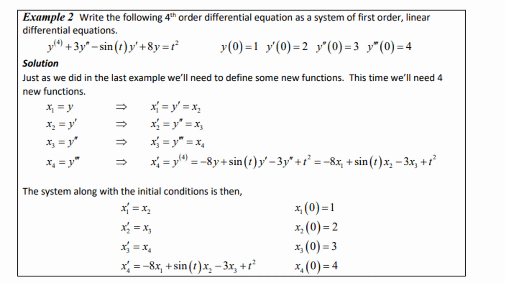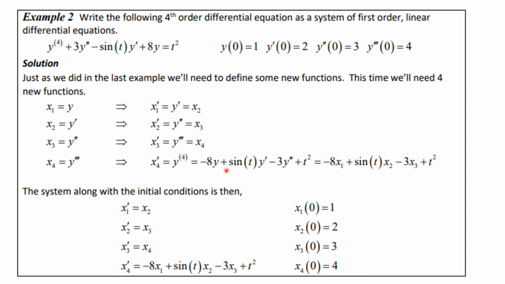Okay, we're going to do much like we did last time. We're going to say x1 is equal to y, but that means that x1 prime is y prime, which is x2. And we define x2, x3, and x4 this way. But when I take the derivative of this one, I get y double prime, that's going to be x3. The derivative of this one is going to be y triple prime equal x4. And the derivative of this one is going to be y to the fourth, which is what we had up here, so we can solve for that.